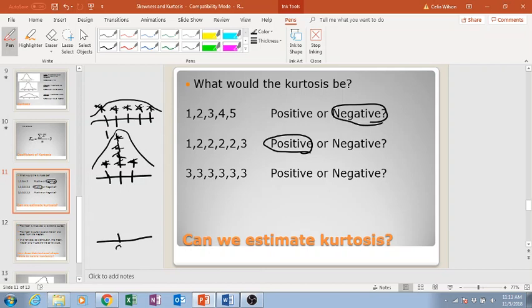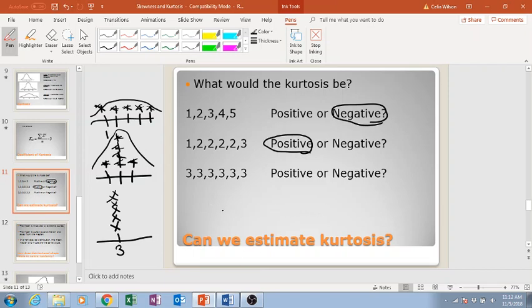Oh, it's just a 3, isn't it? How many 3's? 1, 2, 3, 4, 5, 6. Oop, that's terrible. 6. Okay, so you get the picture here. Positive or negative? What do you think?